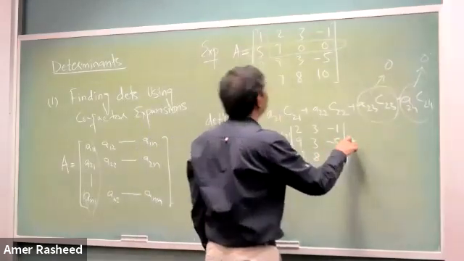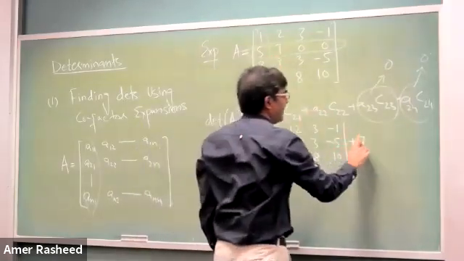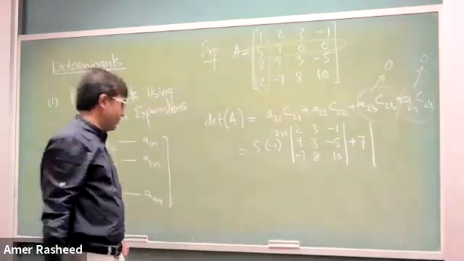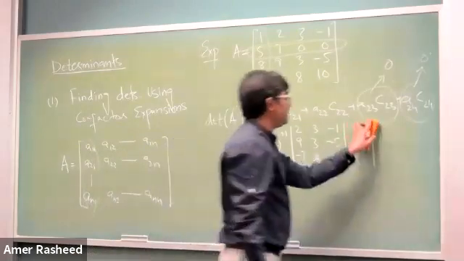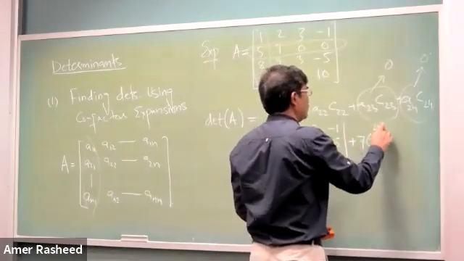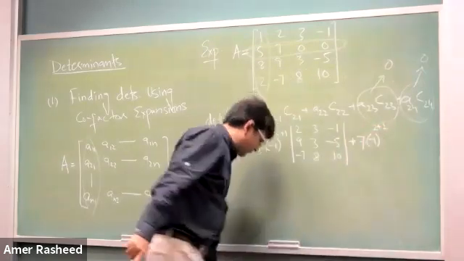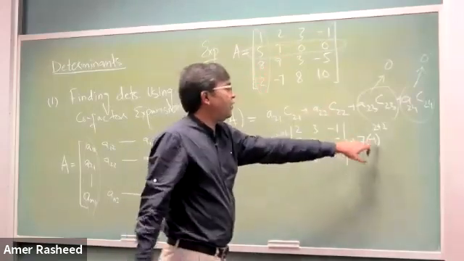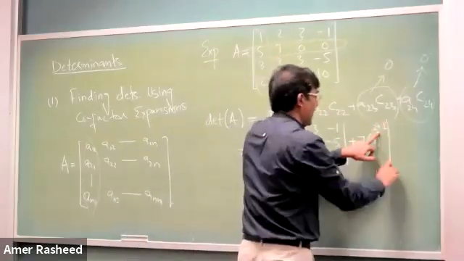Now, plus the second entry is 7. And now you again write the minus. Sorry, I have to write here -1 raised to the power 2 plus 2. So according to the definition of cofactor, 7 times -1 raised to the power 2 plus 2 times the minor.